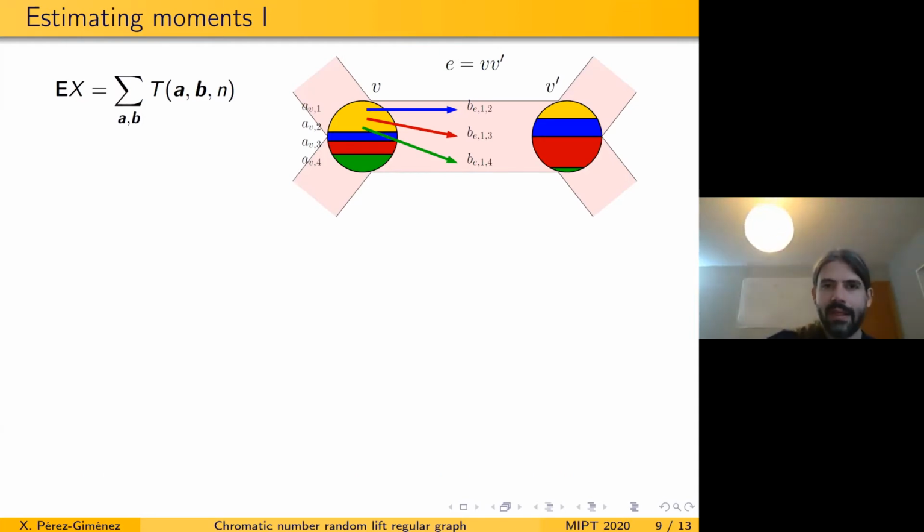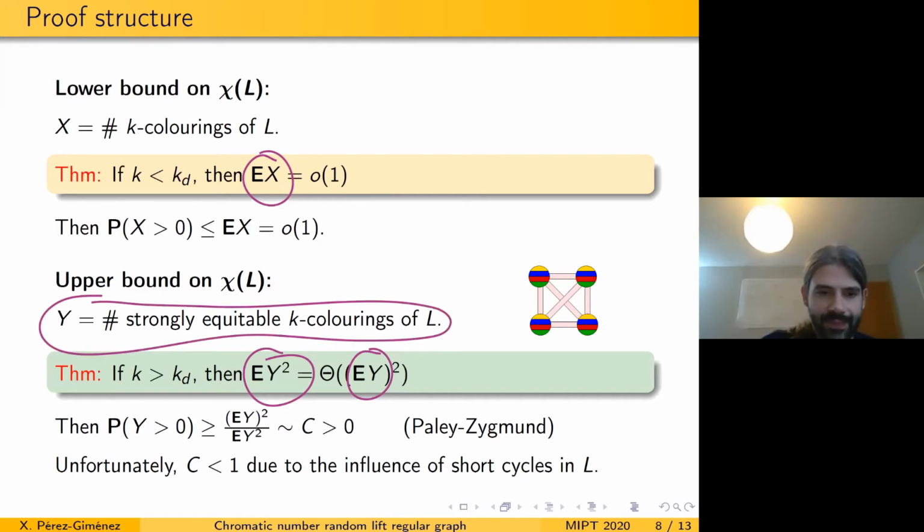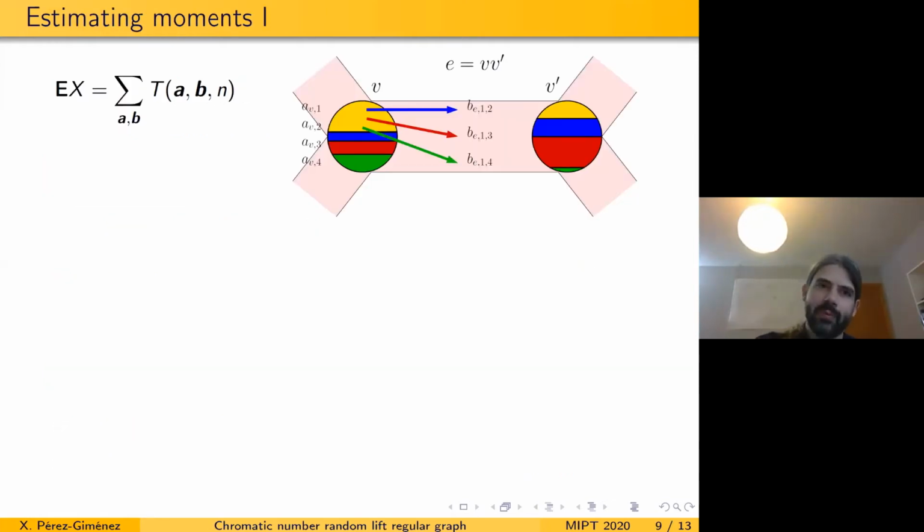But the long story short, our paper basically consists of proving these two theorems by computing these three moments: the first moment of the number of colorings, and the first and second moments of the number of strongly equitable colorings. All we need to do is compute these moments, which is tricky, but once you have them, a first and second moment argument gives you what you want. So how do you compute these moments?